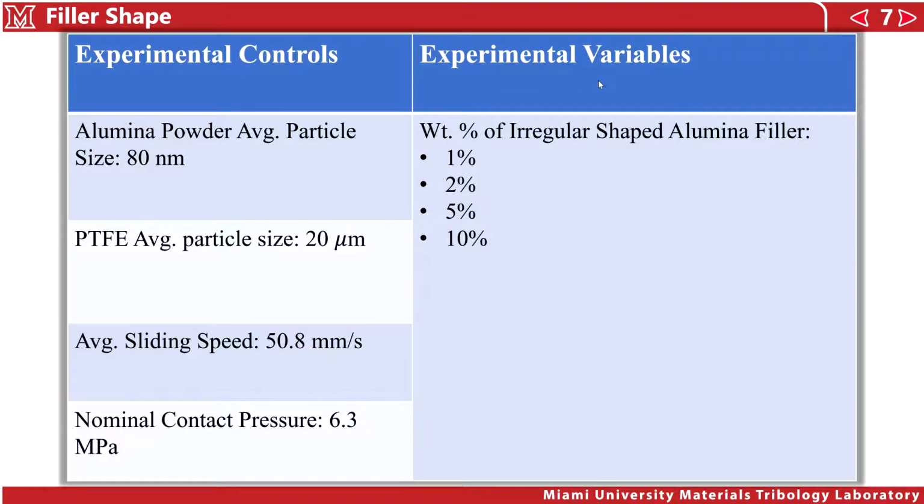The next group looks at the shape of the fillers. So basically, instead of using regular spherical shaped particles, they're using irregular shaped alumina. Again, here we'll be looking at the nanoscaled version, 80 nm average particle size, and in this study they've changed the percentage of alumina in the PTFE matrix.